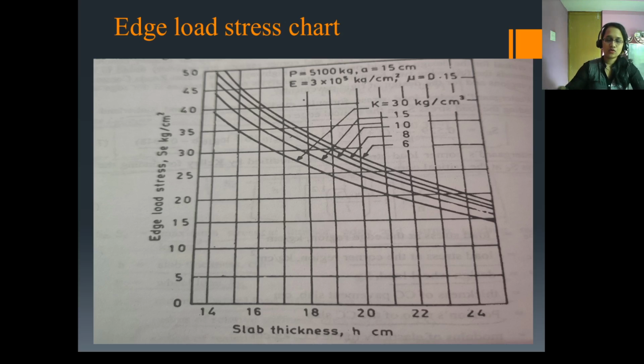So these are the edge load stresses here. These charts are applicable for a particular set of design parameters. P equals 5100 kg is given to us. In this chart, E values are given, nu is given, so to find the edge load stress, slab thickness and the edge load stresses.